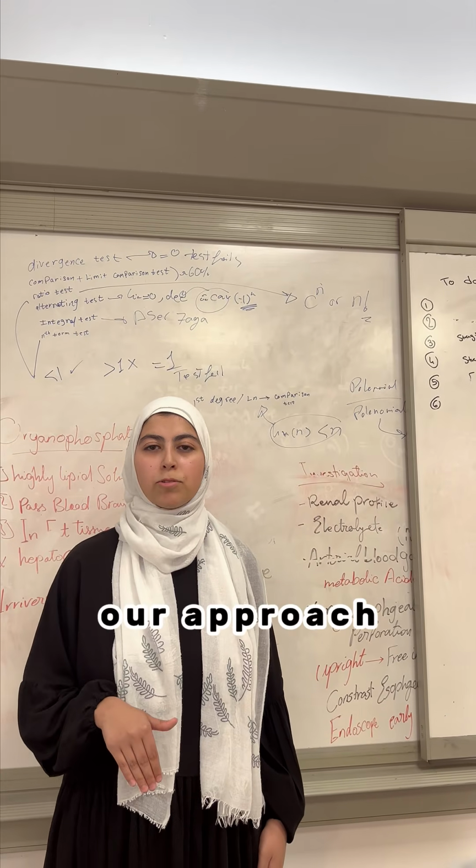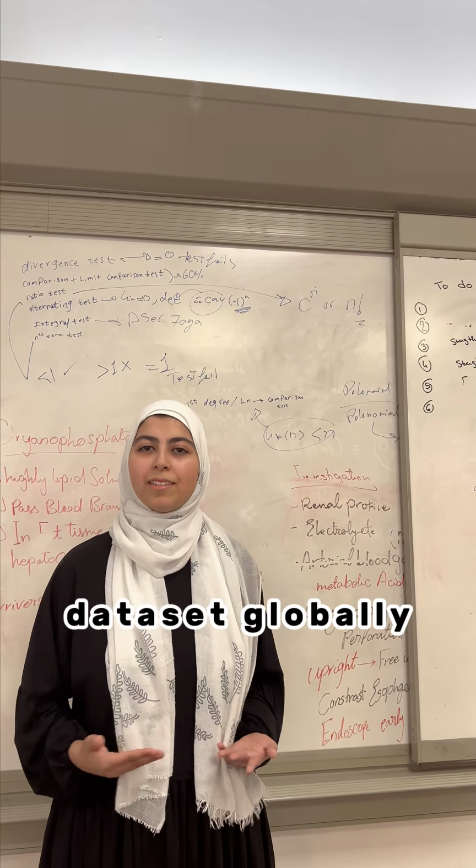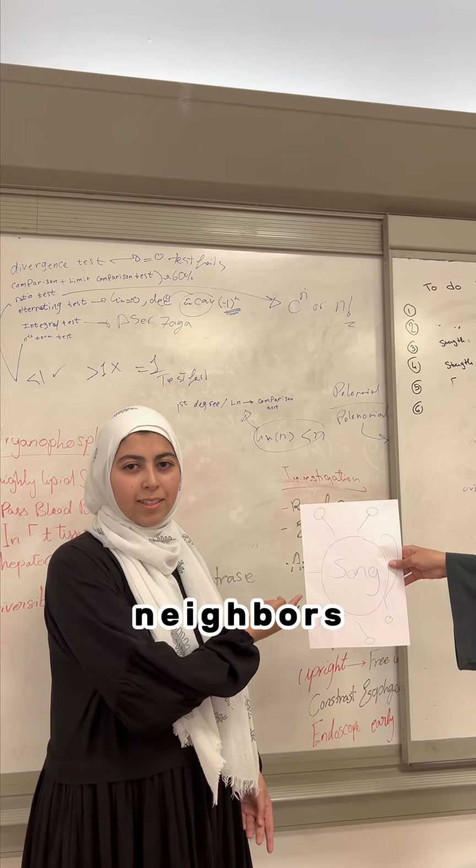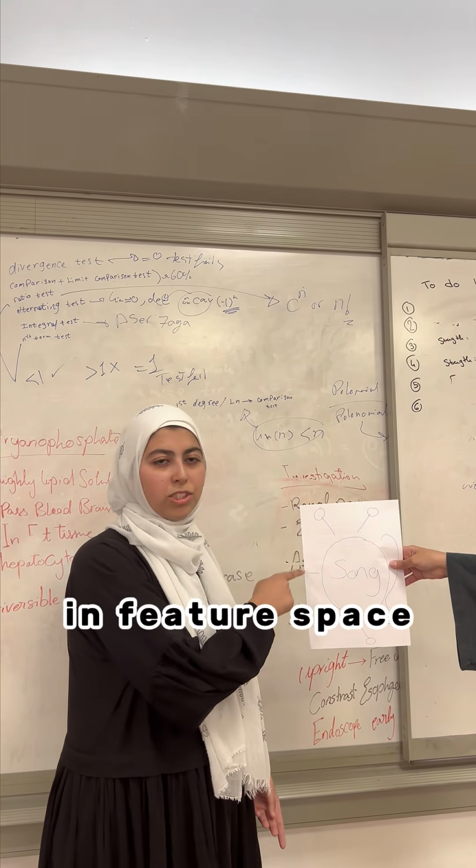Here's where our approach comes in. Instead of analyzing the whole dataset globally, we ask each song a simple question. Who are your nearest neighbors? The songs closest to you in feature space. The graph becomes a skeleton of the manifold. It has learned the shape of the data. We then assign weights to those edges using the Gaussian kernel. Songs that are very similar get strong connections. Songs at the edge of the neighborhood get weaker ones.